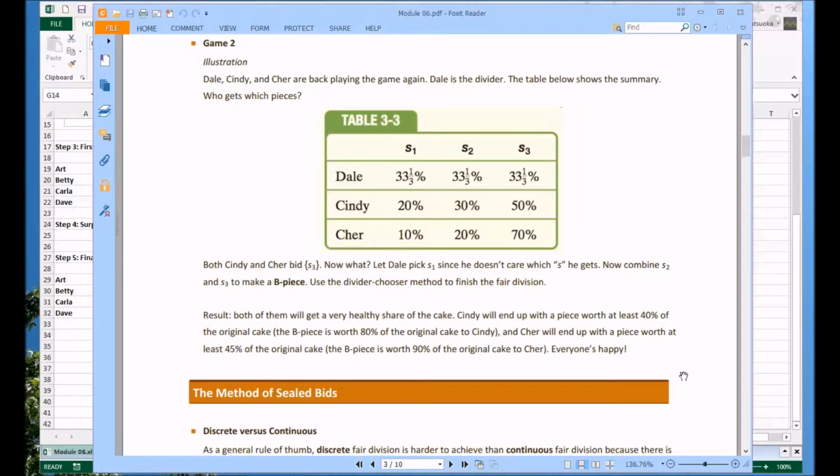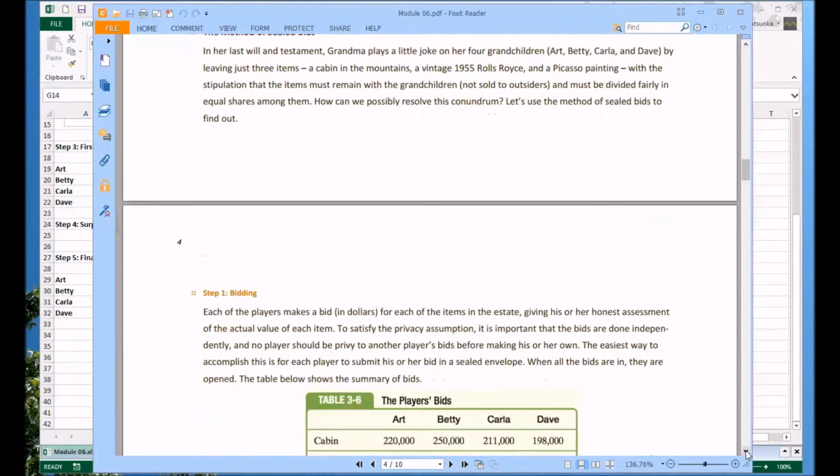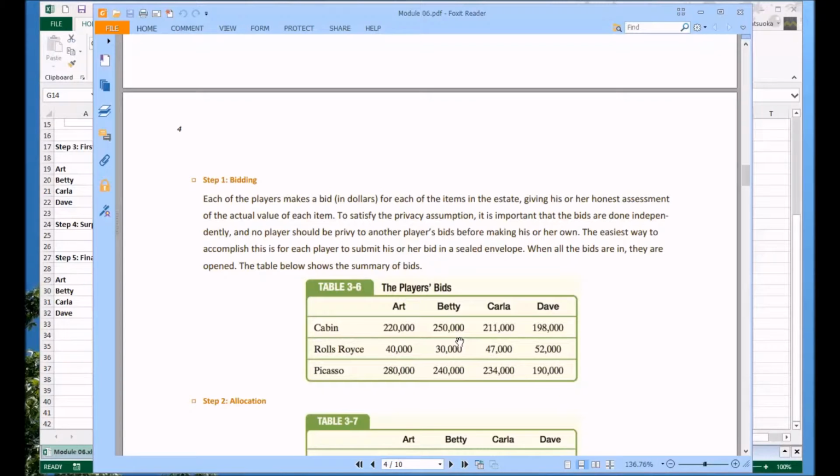Okay, let's move on to the method of sealed bids. This is a little complicated, so I'll have you read the rules. Grandma is playing a little joke and leaving 4 grandchildren 3 items: the cabin, the Rolls Royce, and a painting. How do we divide it up so that everybody has a fair share? Let's look at it. We ask each player to value the items, and here's a summary of the players' bids: Art, Betty, Carla, and Dave. That's the first step.